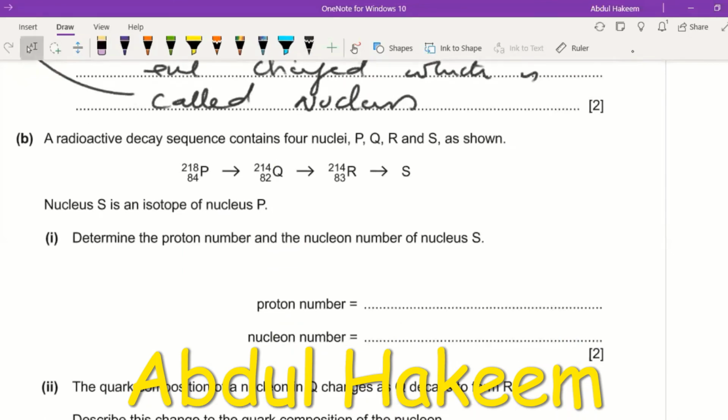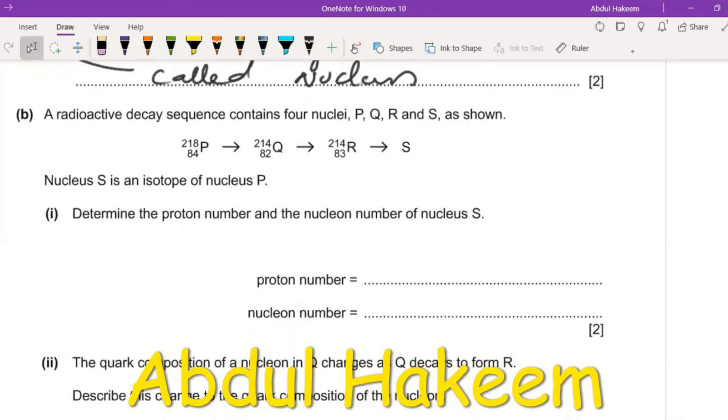Now, a radioactive decay sequence contains 4 nuclei, P, Q, R, and S. Nucleus S is an isotope of P. Isotope of P means the proton number is 84 then. So here the alpha is emitted, here the beta, and again the beta. Determine the proton number and neutron number of S. So this is 84. After beta emission, the nucleon number remains the same. So this is 214.